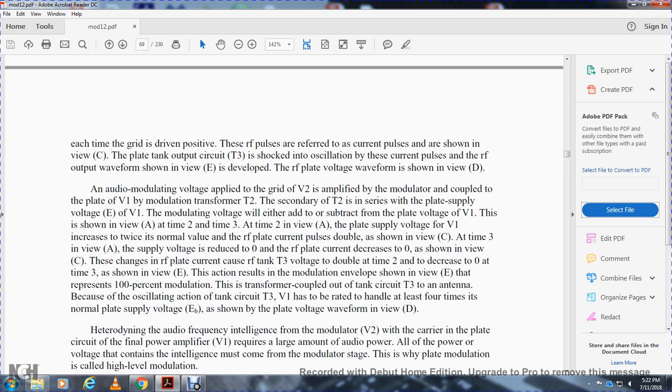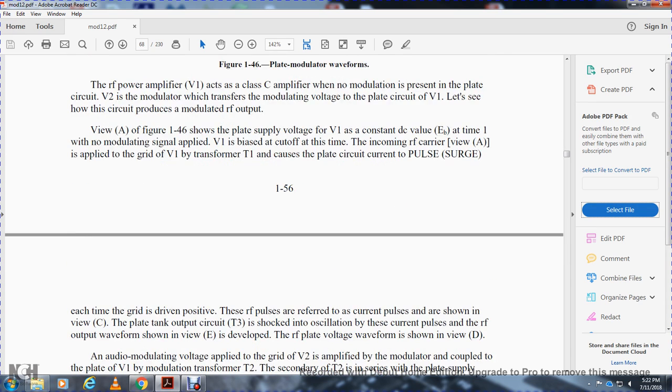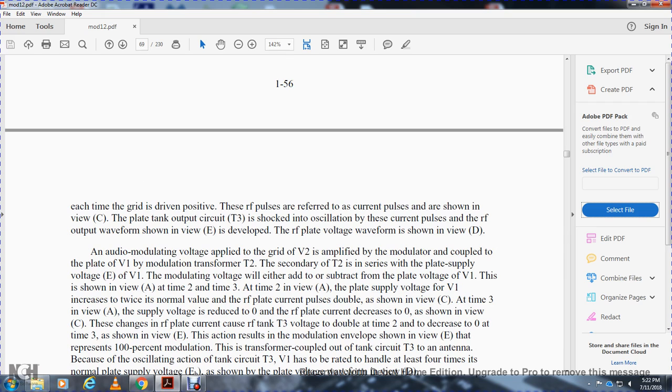An audio modulating voltage is applied to the grid of V2 and amplified. The grid of V2 is amplified by the modulator, coupled with the plate of the V1 amplifier through the modulation transformer. The secondary of transformer 2 is in series with the plate supply voltage of the radio frequency power amplifier, with the modulating voltage from V2 tracking the plate voltage of the radio frequency power amplifier.